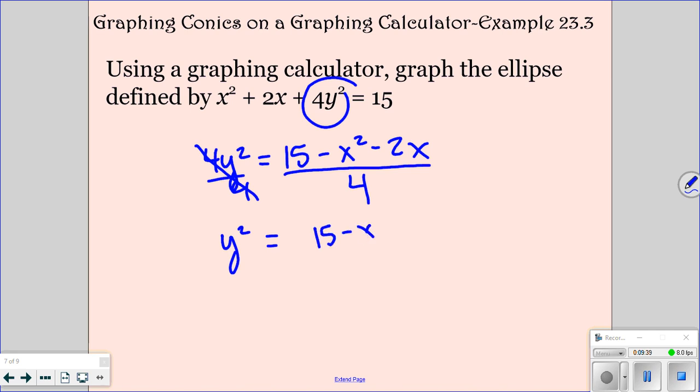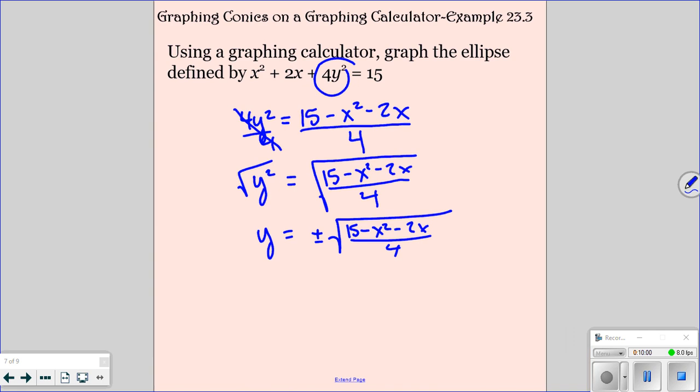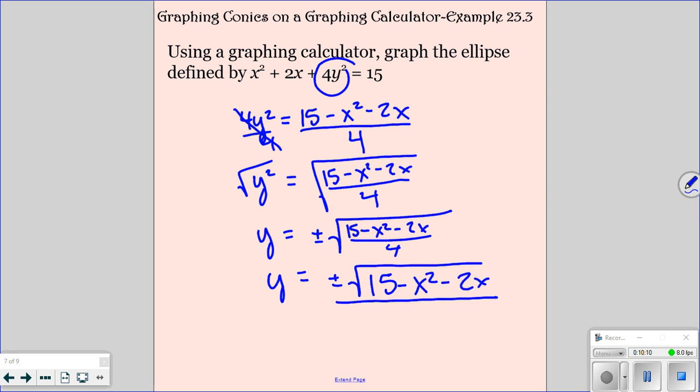So we have 15 minus x squared minus 2x all over 4. And to get rid of the squared on the y, you take the square root. And so y would equal plus or minus the square root of 15 minus x squared minus 2x over 4. You can make this over 2 by pulling the square root of 4 out if you want to. Either one of those would be fine with me.